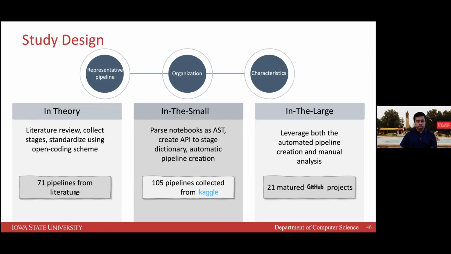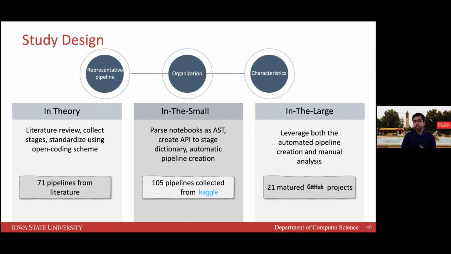We took 71 pipelines from literature. Basically, there are different pipelines proposed by people for their specific situations, so we did a literature review. To study the pipeline in the small, we collected 105 pipelines from Kaggle, parsed those notebooks into ASTs, then parsed the APIs and mapped each API to a stage to automatically generate the pipeline. And finally, we studied pipelines in the large.